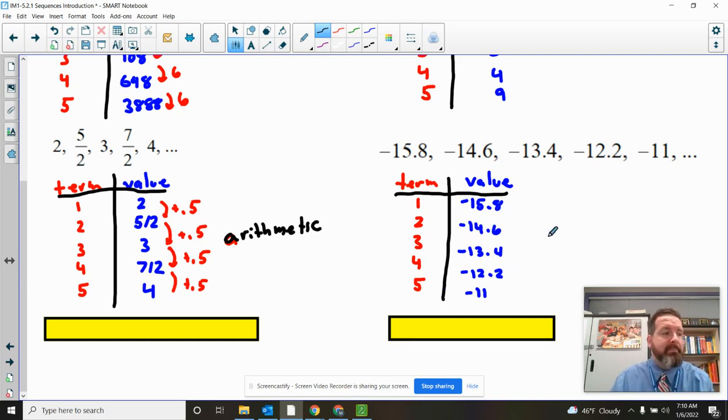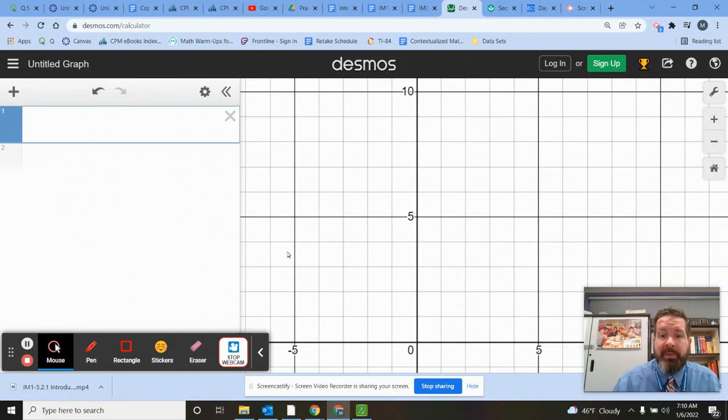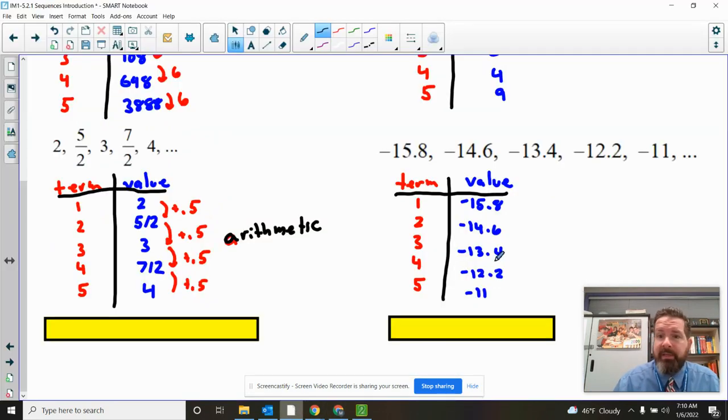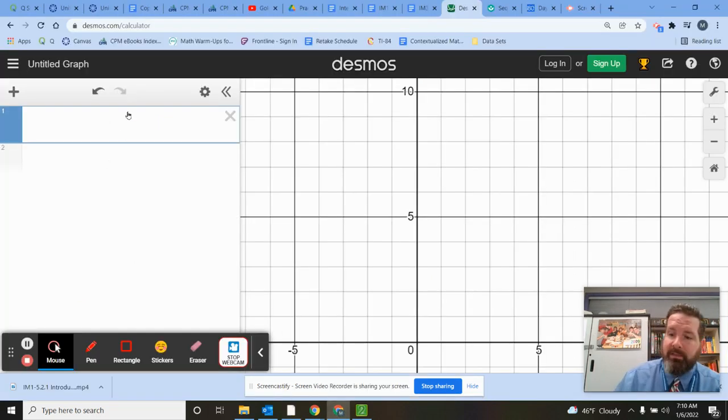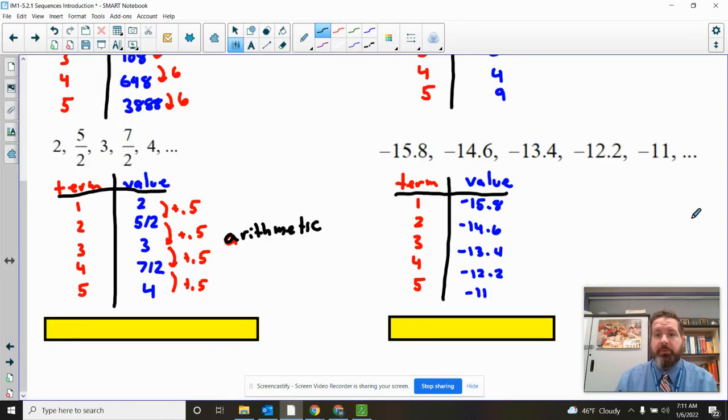So do a bottom minus top. Now be very careful of your signs here. So we're doing a subtraction of negatives. So when we type in, I want to get my numbers right here. So I'm going to do bottom minus top, negative 14.6 minus negative 15.8. That gives me a common difference of 1.2. Okay. So to go from term 1 to term 2, we had to add on 1.2.